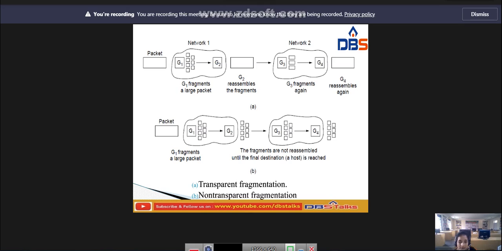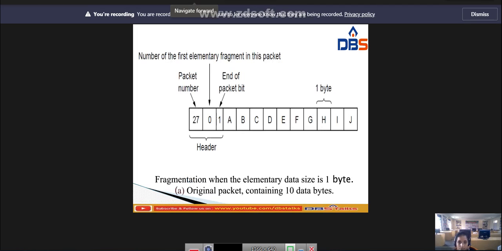Okay, so this is the packet. At G1 it is divided into a number of packets. After that, at G2 also that information will be available. So the fragments are not reassembled. Here the fragments are not reassembled until the final destination host is reached. So this is non-transparent fragmentation.